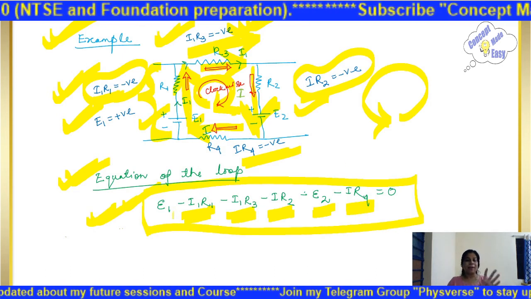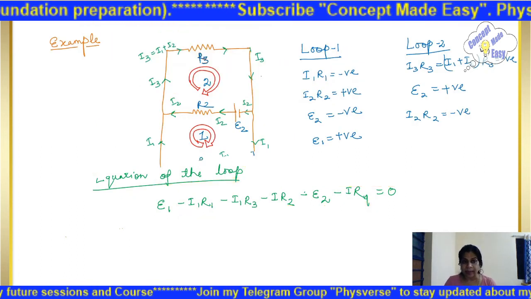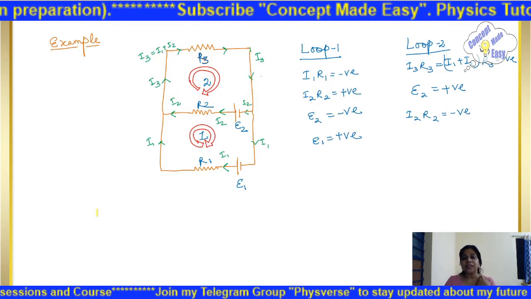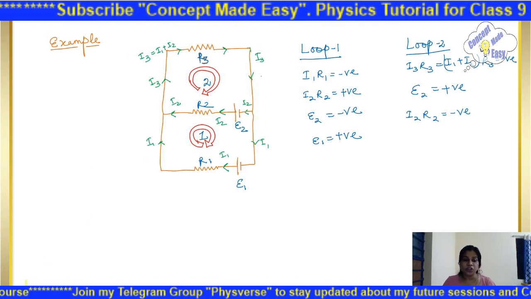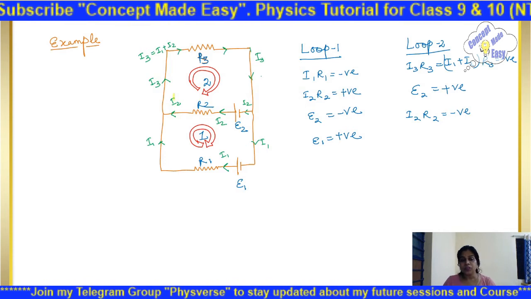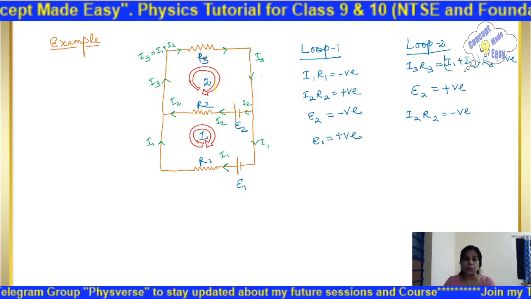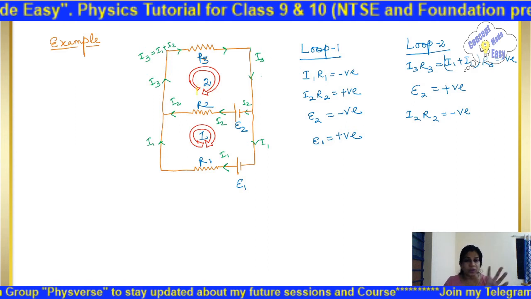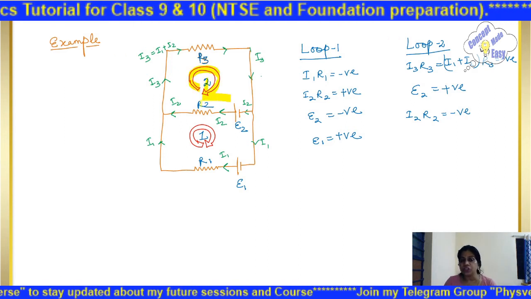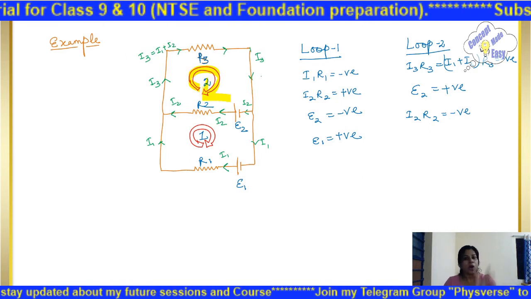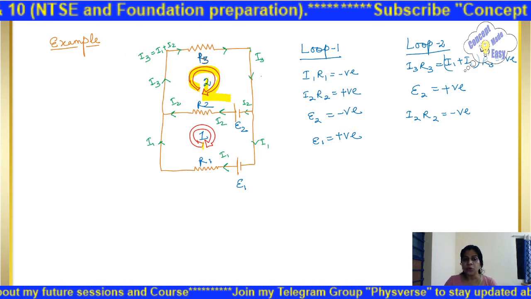Applying the same fundamental concept, you can solve another example. This is another example. I am showing you how to write the equations of motion. Suppose this is a question given to you, and you need to find the equations of motion. Suppose this is the loop, and I am assuming clockwise direction. You can assume anti-clockwise also. This is another loop.